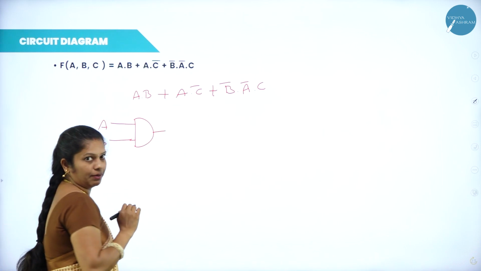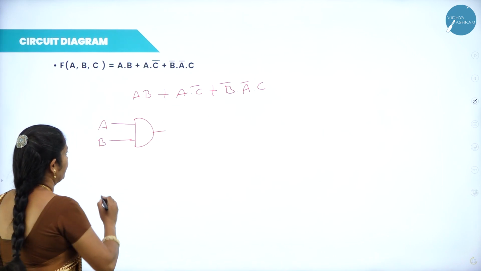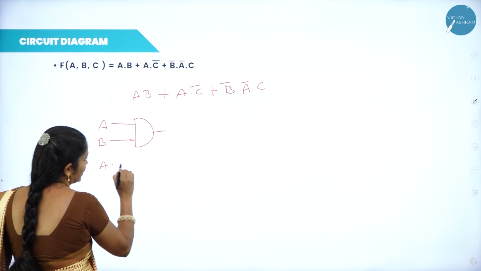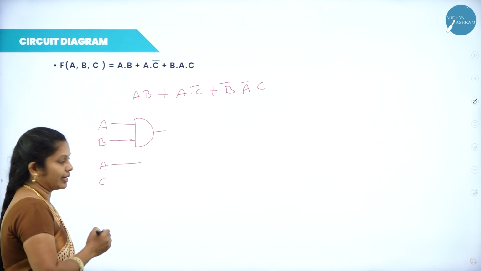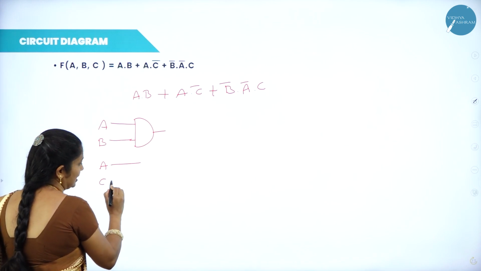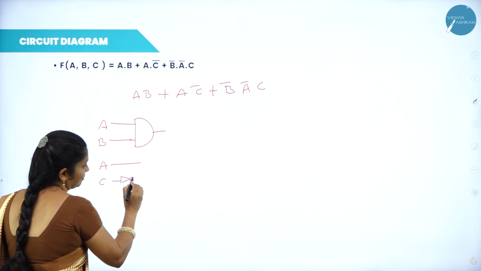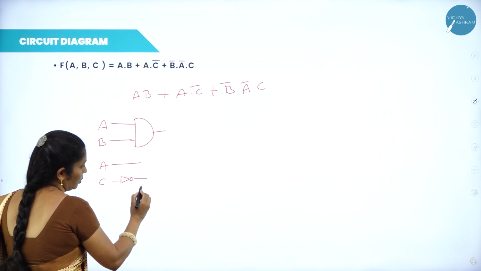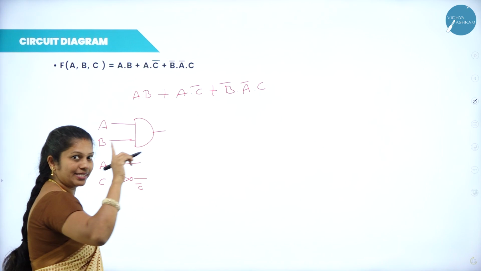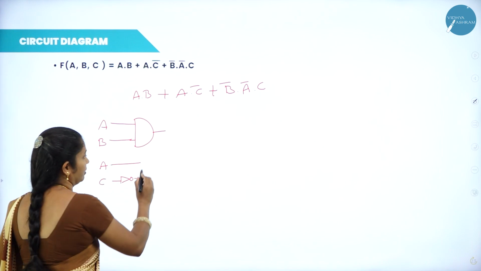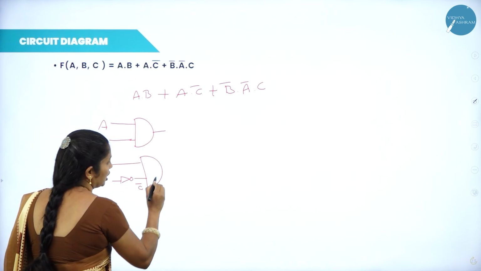Then I will take the second part, A dot C̄. I will take A as it is. Next, one more I require C̄. That's why what I will do here, I will take C and then negate it. Then here, what is the output? C̄ is the output. These two are connected once again. Dot operator. Dot operator means once again D shape.